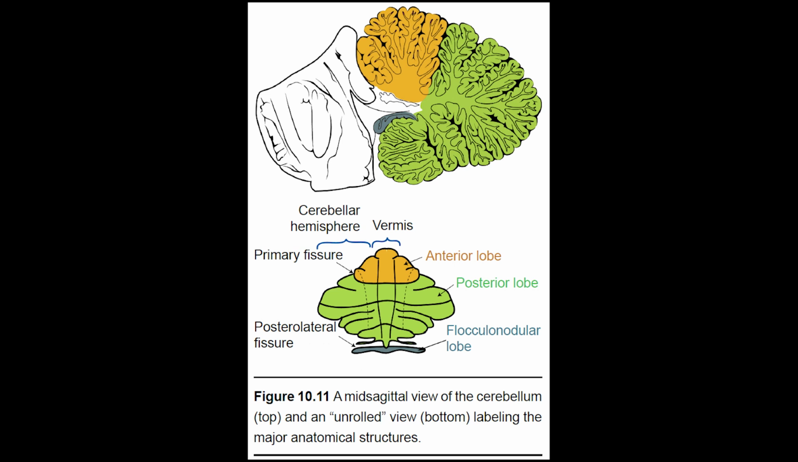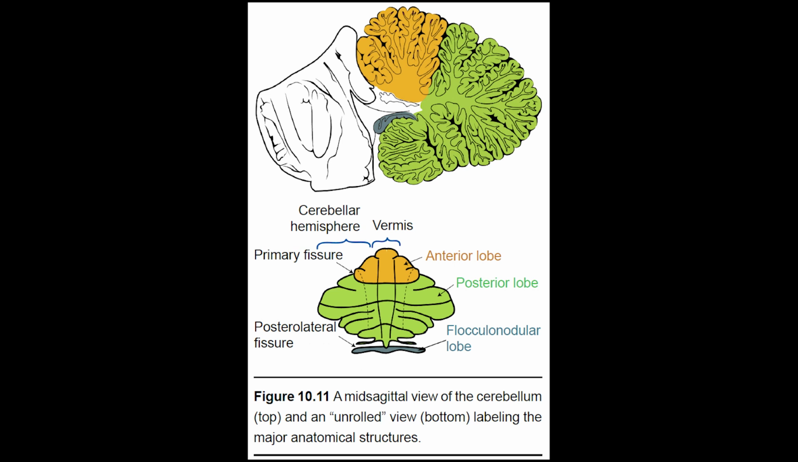It has a somatotopic organization, with different regions of the cerebellum receiving afferent fibers from different sensory systems, and projecting to different motor systems. The surface of the cerebellum has a series of parallel folds called lobules. Two transverse fissures, the primary fissure and the posterolateral fissure, divide the cerebellum into three lobes. On the dorsal surface, the primary fissure separates the anterior and posterior lobes, while on the ventral surface, the posterolateral fissure separates the body of the cerebellum from the flocculonodular lobe.